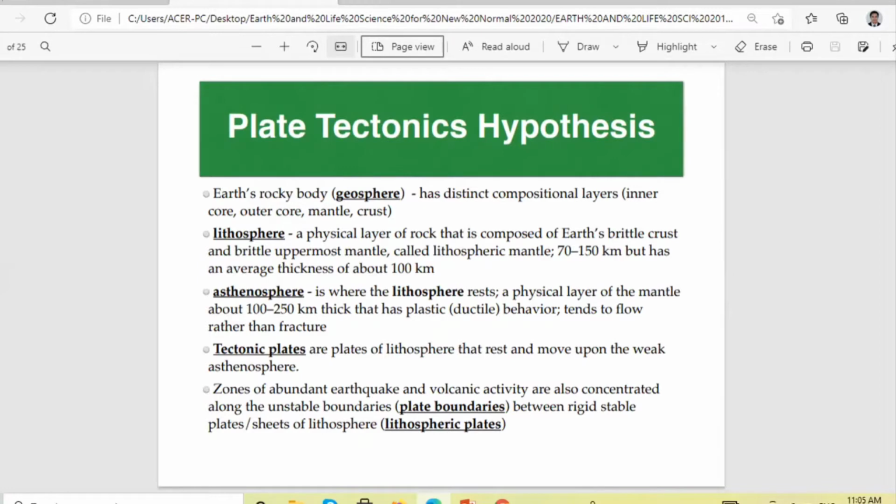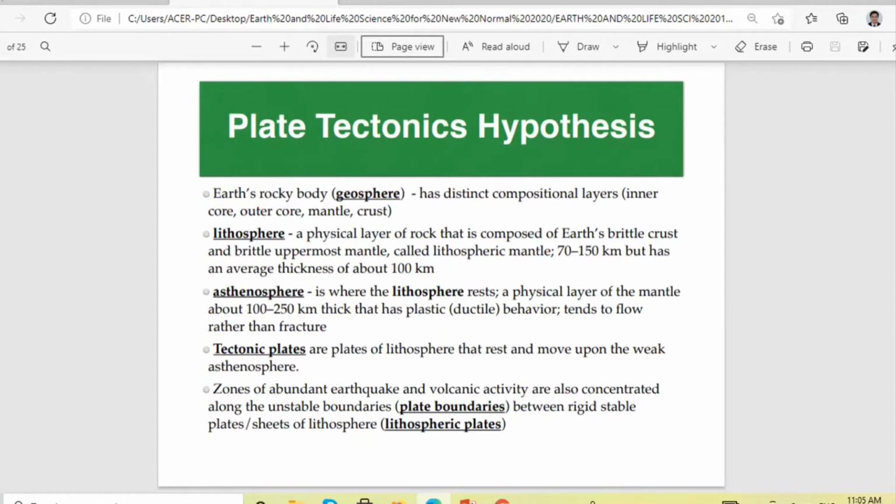However, the asthenosphere, where the lithosphere rests, is a physical layer of mantle about 100 to 250 kilometers thick that has plastic or ductile behavior and tends to flow rather than fracture. Tectonic plates are plates of the lithosphere that rest and move upon the weak asthenosphere. Once the asthenosphere weakens, these tectonic plates of the lithosphere move.